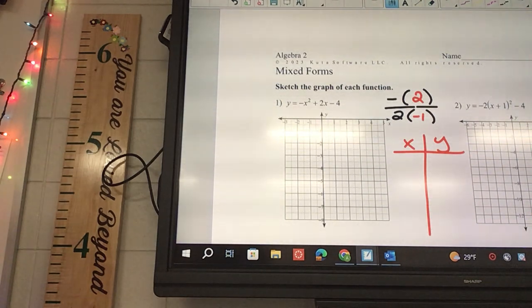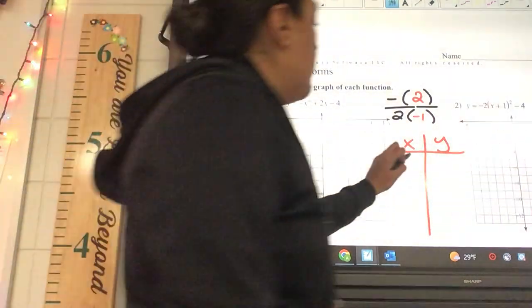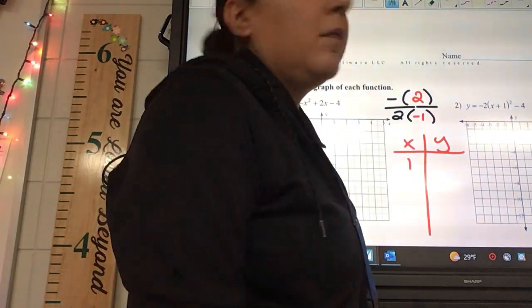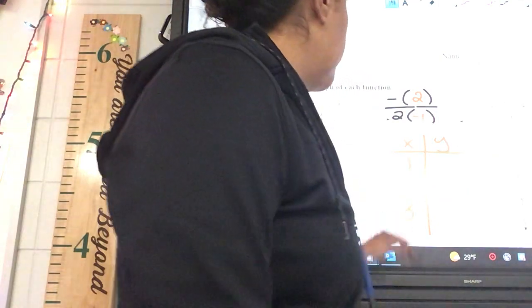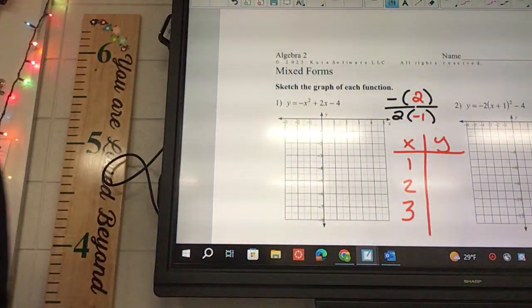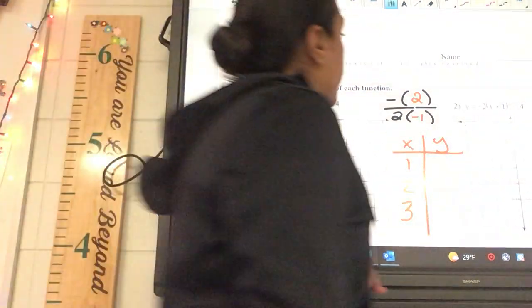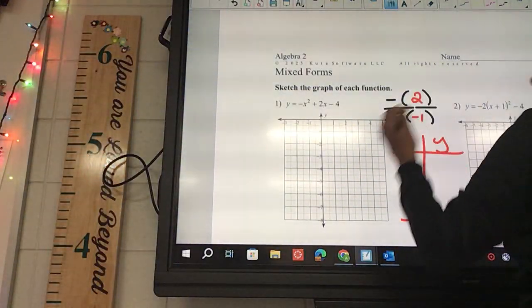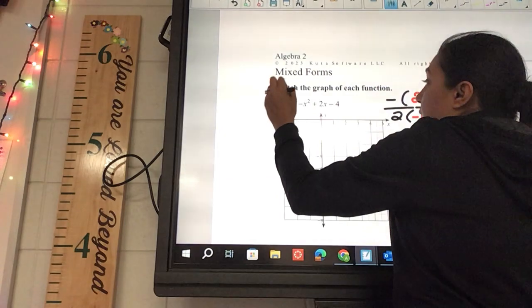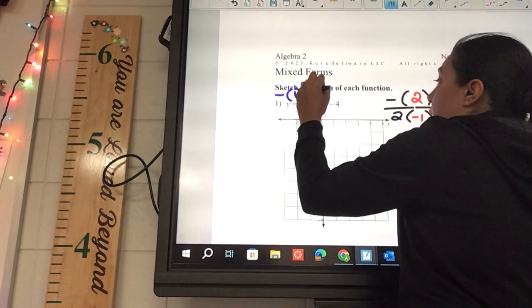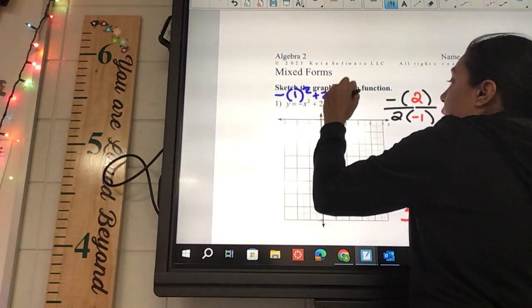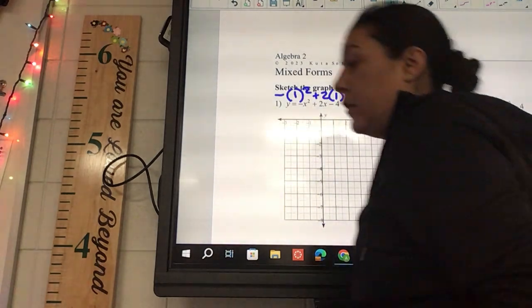And what'd you guys get? 1. So what's gonna go next on the list? 2, 3. Okay, and now you're gonna take those and type them into the equation above. Okay, and this one, because it's our first one, I will write it out, but the rest you should be getting by now. Okay, it looks like negative parenthesis 1 squared plus 2 parenthesis 1 minus 4.